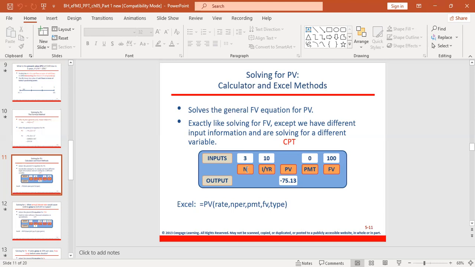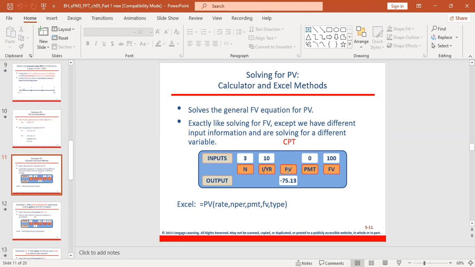You press 3, then you press N. So you find N equals 3. Then you press 10, then you press I per year. You find I per year equals 10. It will show in your calculator. Then you go to 100. You press 100, you press FV, and you get FV equals 100. You can see that there is no minus here, so no need to press plus or minus.